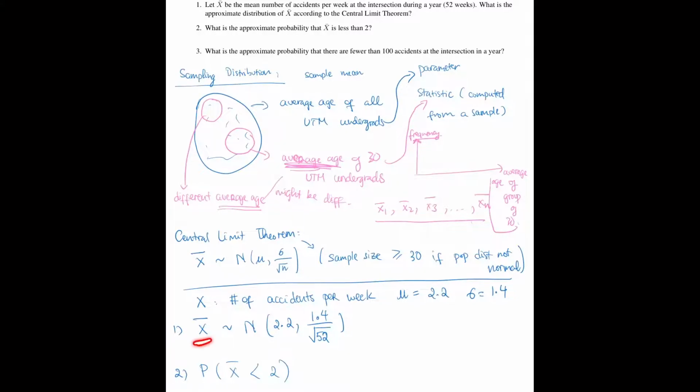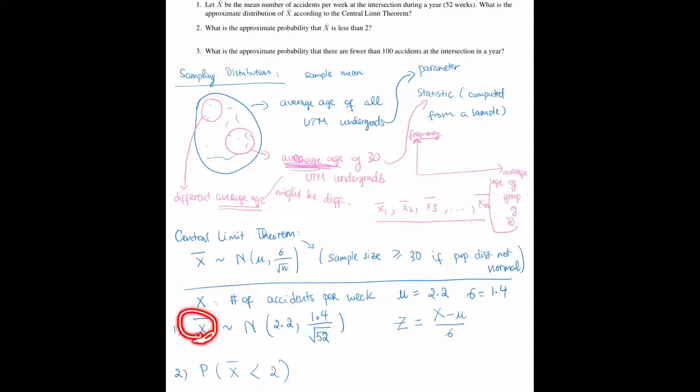Here we see X bar is normally distributed. So what does it remind us of? It reminds us of Z, a standard normal random variable. So in order to calculate this probability, I will standardize X. Recall that to get Z, we take any normally distributed random variable minus its mean and divided by its standard deviation. So here, our X is X bar.